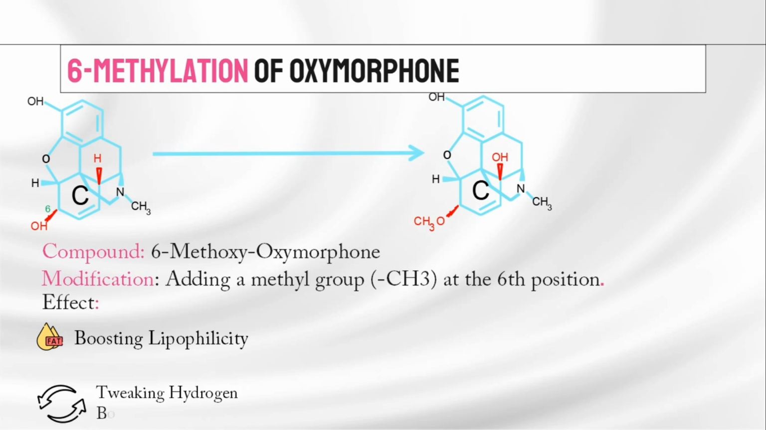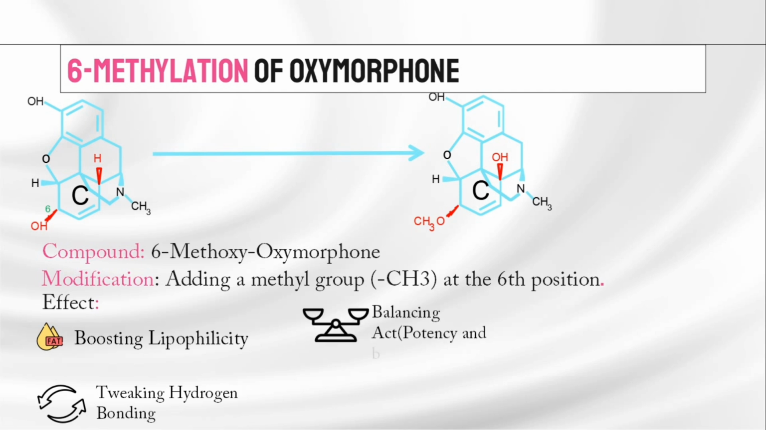2. Tweaking hydrogen bonding, changing the conversation. By converting the hydroxyl group, OH, at the 6th position to a methoxy group, OCH3, we alter the molecule's hydrogen bonding capabilities. From donor to acceptor: the hydroxyl group can donate hydrogen bonds, but the methoxy group can only accept them. Impact on receptor binding: this shift may change how the molecule interacts with opioid receptors, potentially affecting binding affinity and activation.